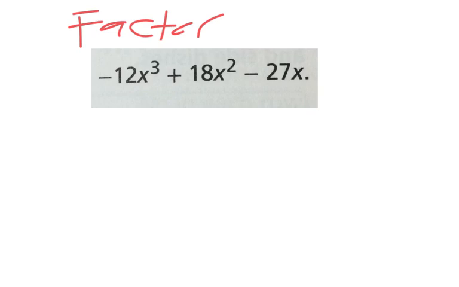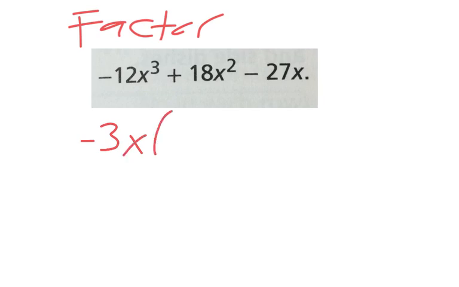-3 is not the GCF. -12, 18, and -27 all are divisible by 3. And they all have an x. So what's the highest power that they have in common? x to the first. Right? It's the highest floor they all could reach.